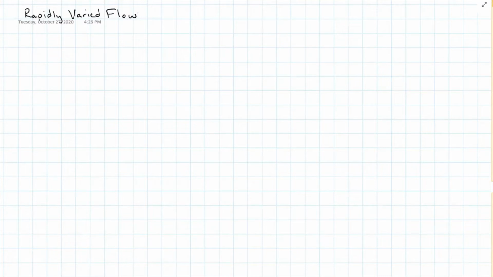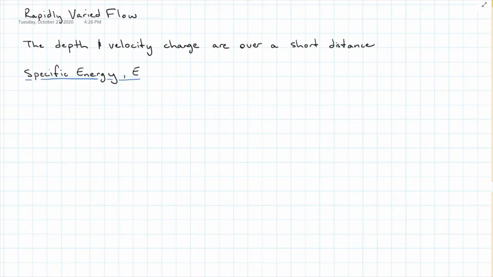Earlier we talked about gradually varied flow, so this is depth and velocity changed over a long distance. Now we're going to talk about rapidly varied flow, which is depth and velocity change over a shorter distance. With rapidly varied flow, we need to talk about specific energy.